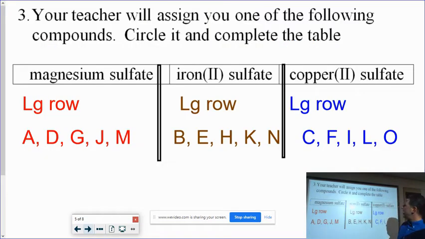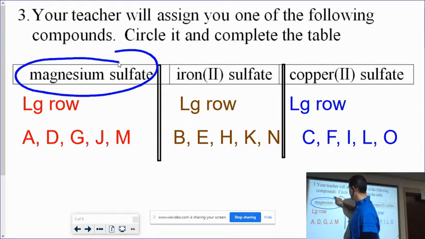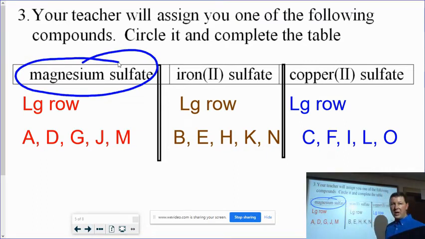So on the back side, everyone at home is going to do magnesium sulfate. So you should circle that one. Everyone at home is going to do magnesium sulfate. You're going to work through that data, and we're going to try to figure out how many water molecules are in magnesium sulfate. So we're on the back side right now if you haven't realized that yet.